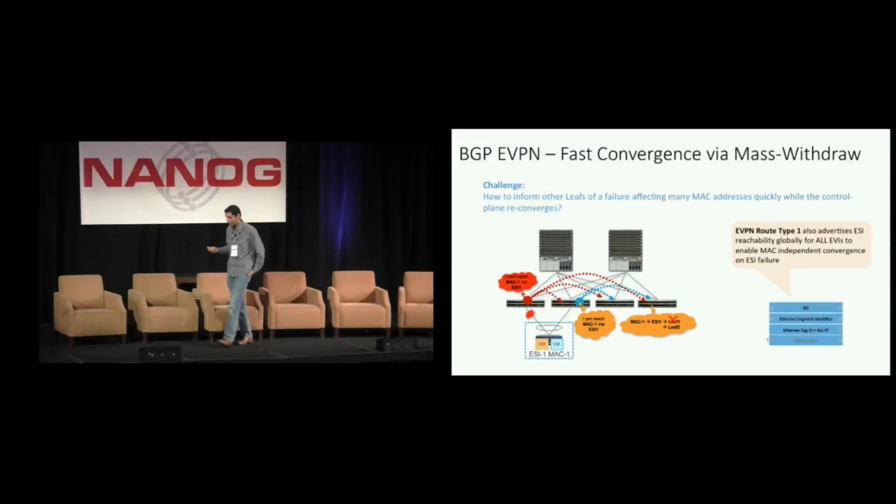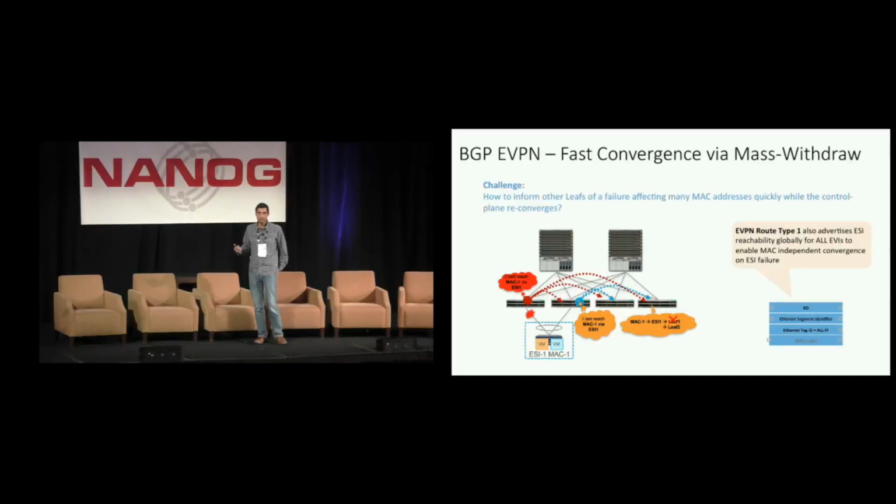So now, if there is a failure on the ESI for a multi-homed host, we must be able to converge fast in a manner that is independent of the scale of the MACs that are impacted, as well as in a manner that is independent of the scale of the services or VLANs that are impacted by that failure.